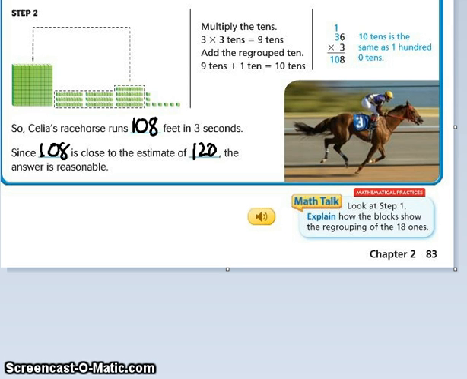Think about this though. What is the difference between multiplying using partial products and multiplying using regrouping? Either way, you should come up with the same product, but the steps are a little bit different. So think about that difference and we'll talk about it.